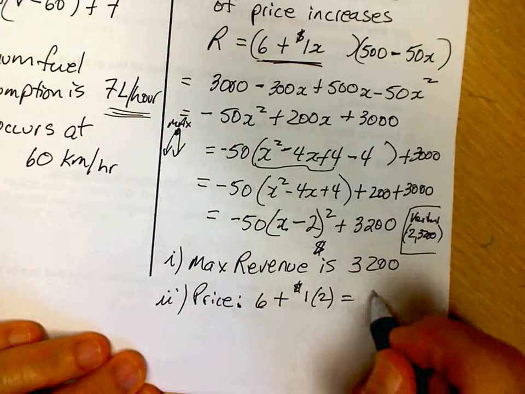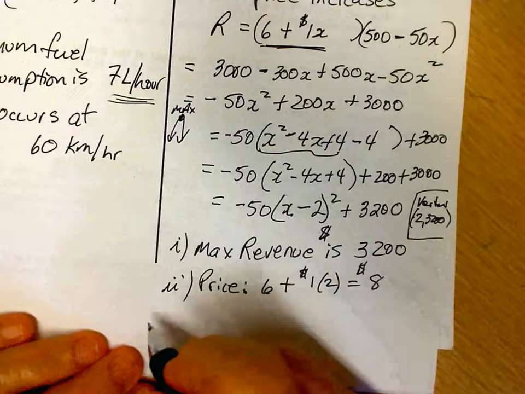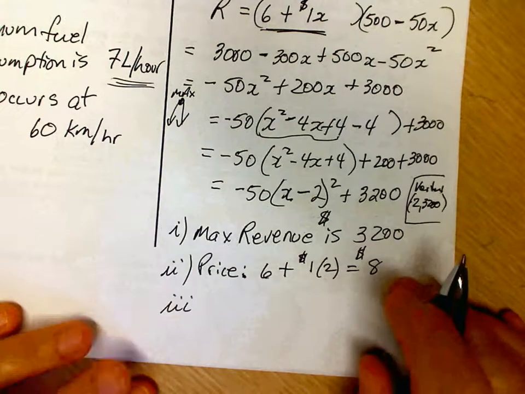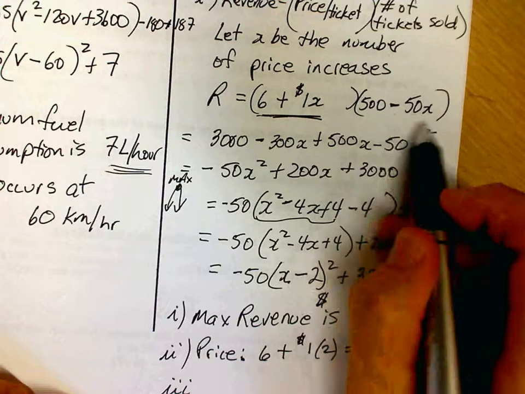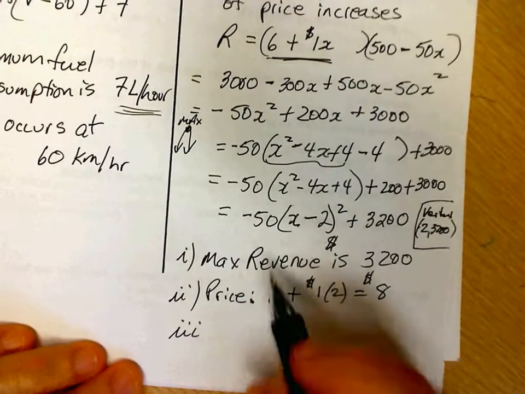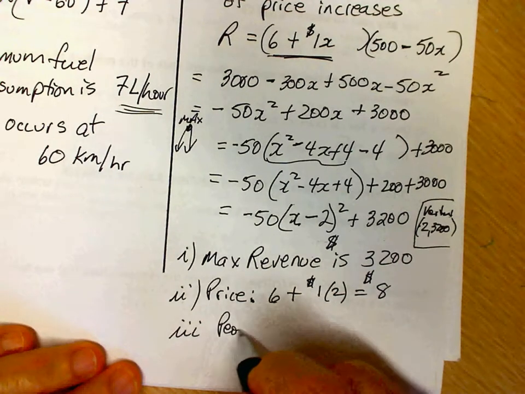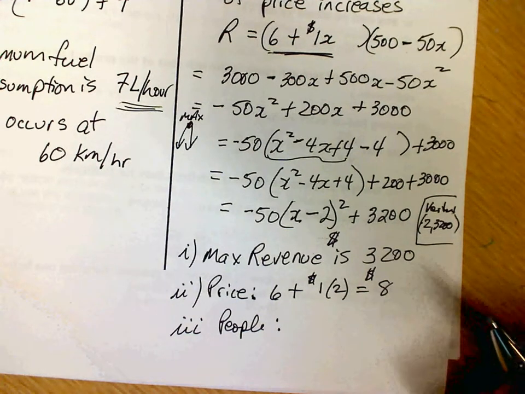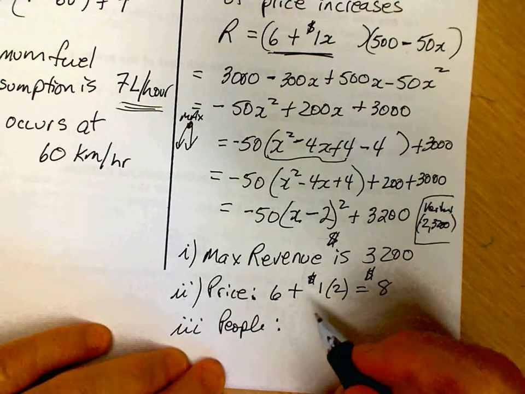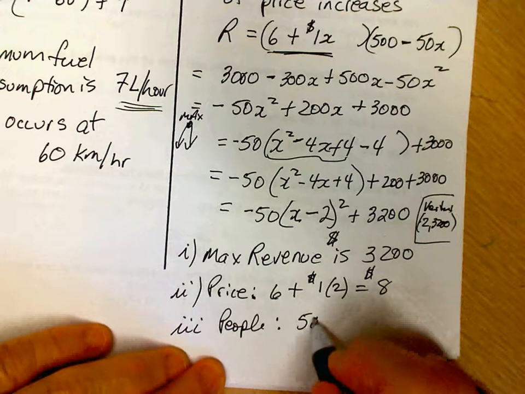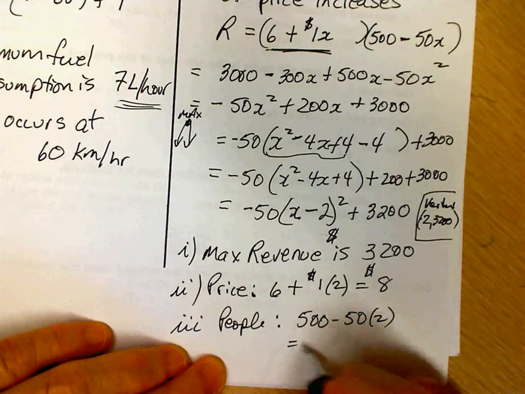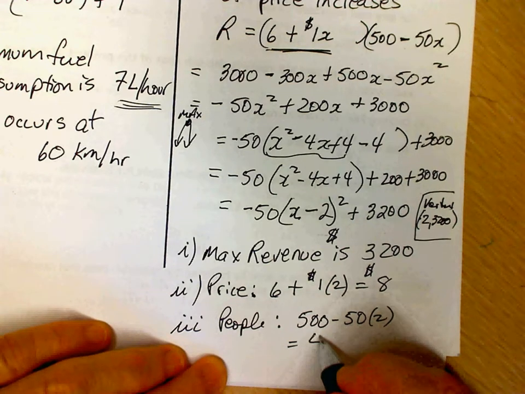How many people? Well, let's calculate it. The number of tickets sold, or number of customers, is going to be 500 minus 50 times 2, and that is going to be 400 customers.